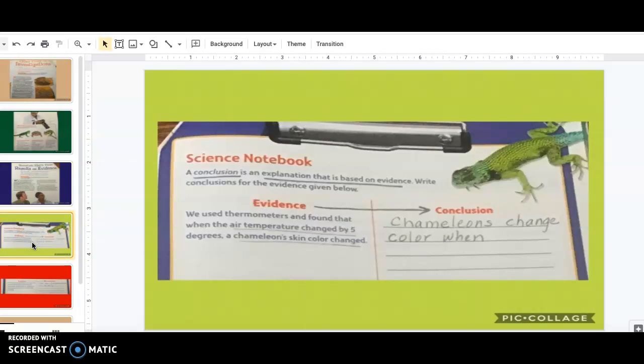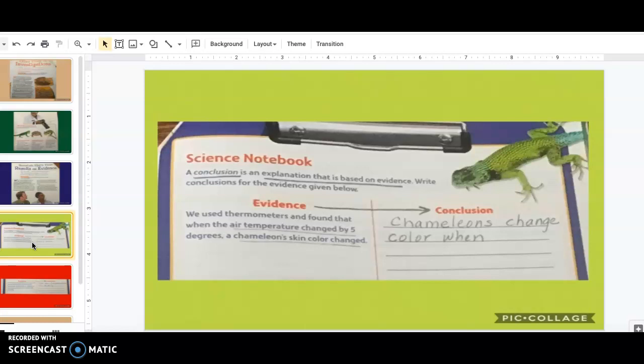Then on the next page, I broke this page up into 3 slides. So at the very top, please underline what a conclusion is. You can see I have it underlined there. It's the explanation that's based on evidence. So your job is to read evidence that was collected. There are 3 different examples. And then you need to say what your conclusion is. What do you think based on reading that evidence? So let's go through the first one together.